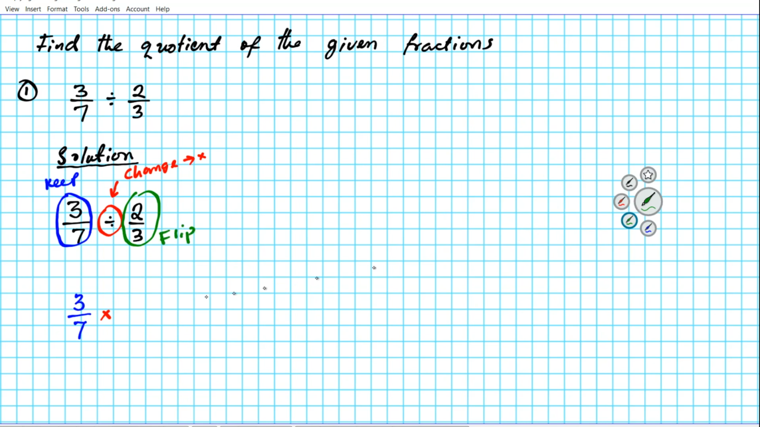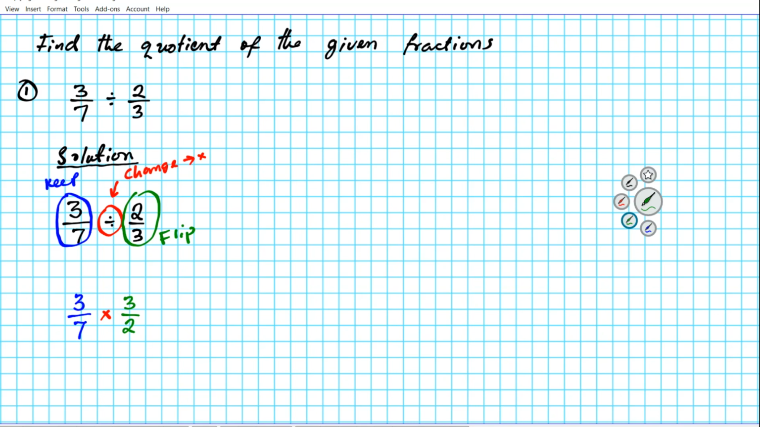Alright? So when you flip that, that becomes 3 over 2. So that's what we mean by flip. It reciprocates. The number on the bottom goes to the top, and the number on the top goes to the bottom. Alright, so you see why it's important that they're all fractions when you're dividing, so you can carry out this keep, change, flip procedure.